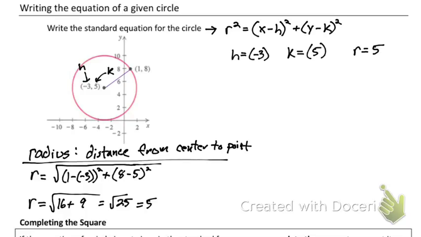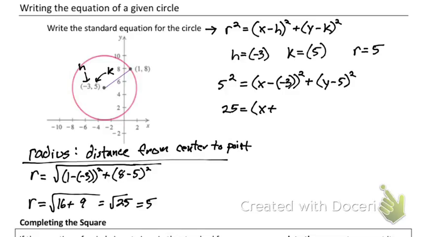All right, now we just plug in that information. So we plug a 5 in for r, so we have 5 squared equals (x minus, remember h is a negative 3, so minus a negative 3) squared plus (y minus 5) squared. Simplifying this, we come up with 25 equals (x plus 3) squared plus (y minus 5) squared.